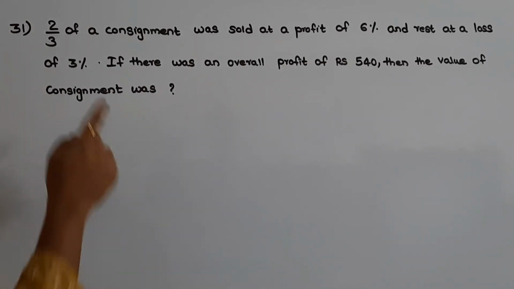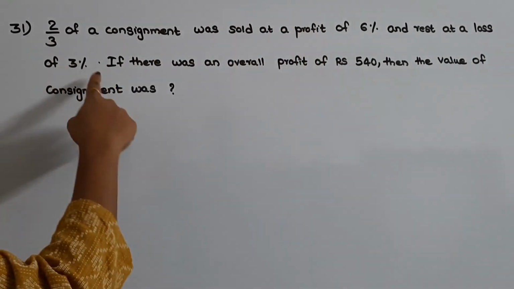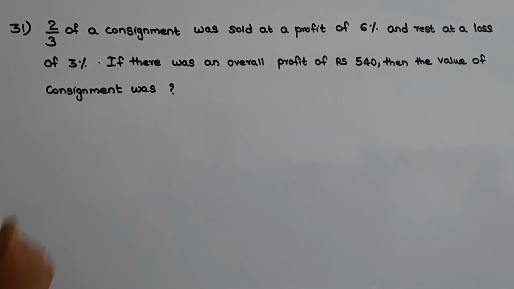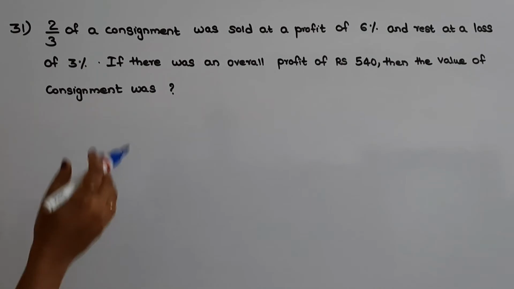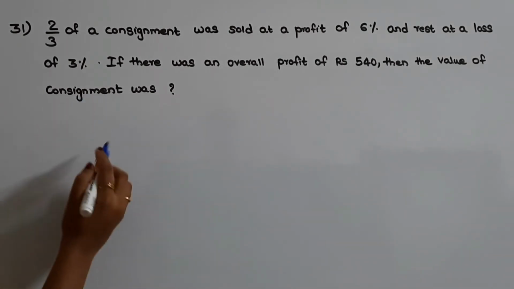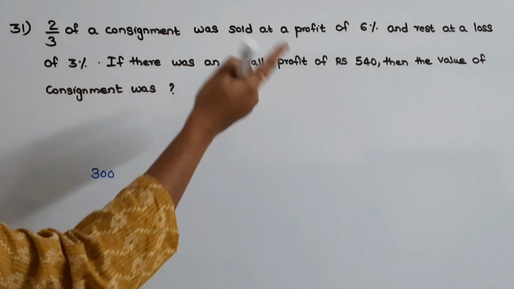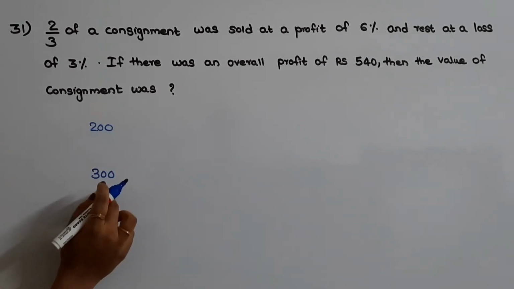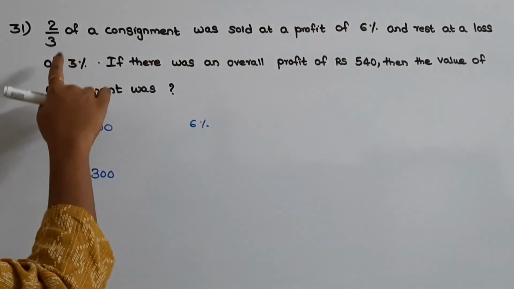The next question is: 2 by 3 of a consignment was sold at a profit of 6% and the rest at a loss of 3%. If there was an overall profit of rupees 540, then the value of consignment was? So in this question they are telling that 2 by 3 of a consignment was sold at a profit of 6%. Okay, so let us take the total value of the consignment as 300. They are telling 2 by 3 of a consignment was sold at a profit of 6%, which means 200 out of this 300 was sold at a profit of 6%. Okay, and the rest at a loss of 3%.